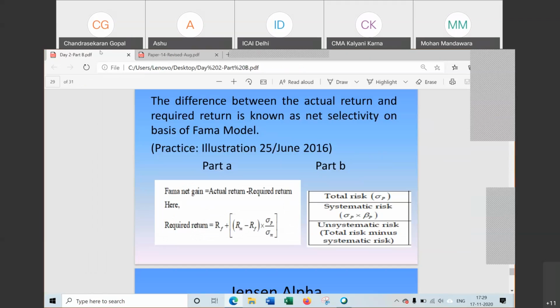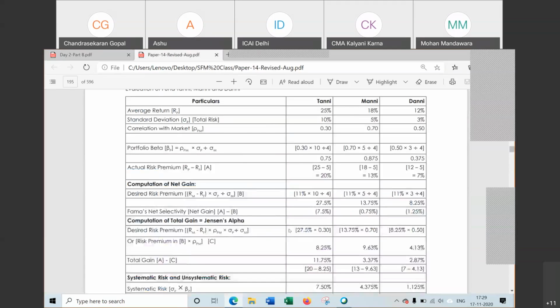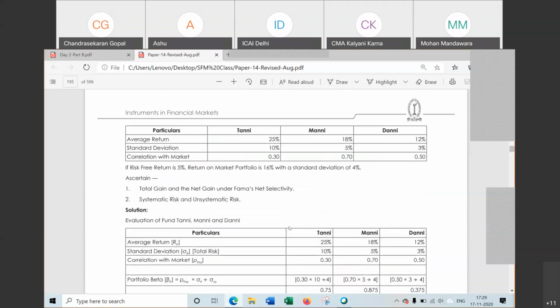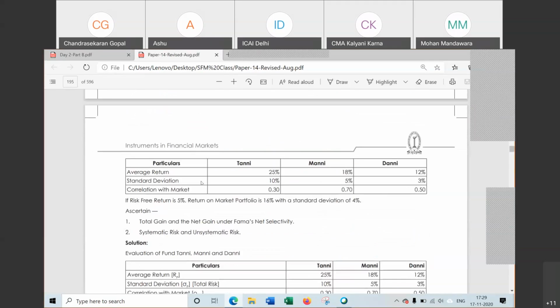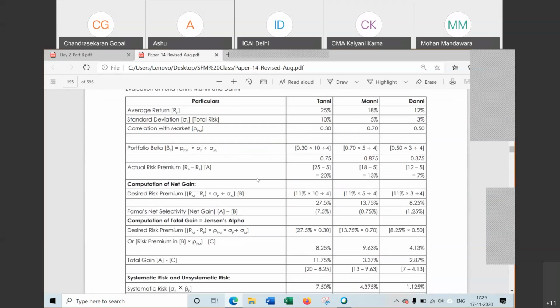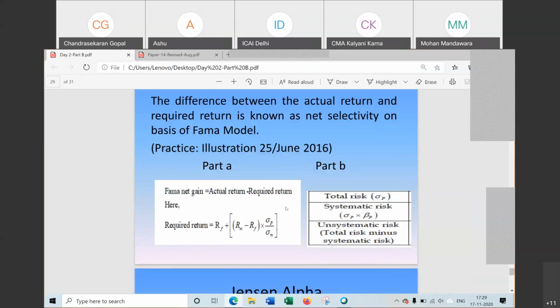We need four things. RM is given. RF is also given. Standard deviation of market is given. Standard deviation of portfolio is missing, I think, in this question. Standard deviation is given, 10%. Standard deviation of market, all the things are given. So this RM minus RF, standard deviation of portfolio, this step has been computed here for this part 2.